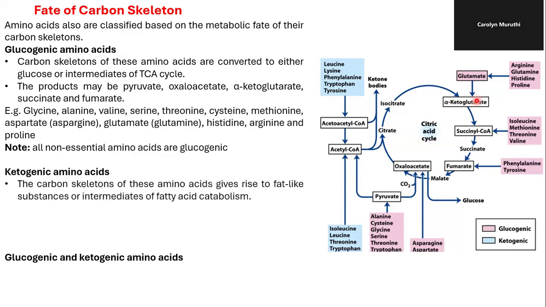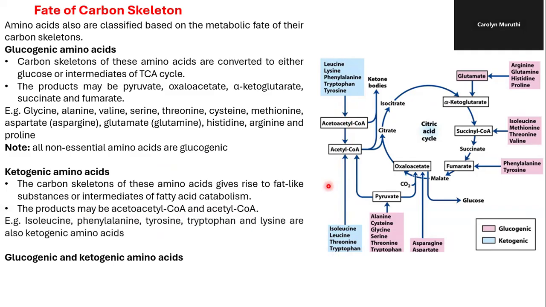Now, when you're talking about the ketogenic amino acids, the carbon skeletons of these amino acids give rise to fat-like substances, or they are intermediates of fatty acid metabolism or catabolism. And the products may be either acetoacetyl-CoA or acetyl-CoA. So for instance, we have isoleucine, leucine, and threonine. They give rise to acetyl-CoA. The same with lysine and tryptophan, they give rise to acetoacetyl-CoA. And so they are classified as ketogenic amino acids.